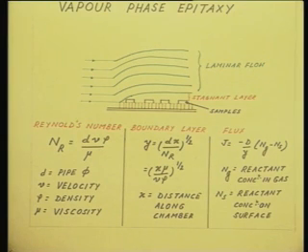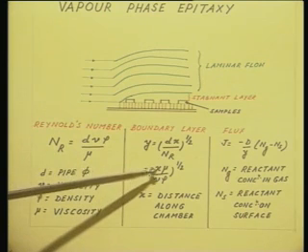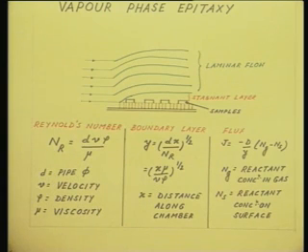So, it is very important for us to control the velocity of the gas flow in order to make sure that the stagnant layer thickness is within acceptable limits. Okay.